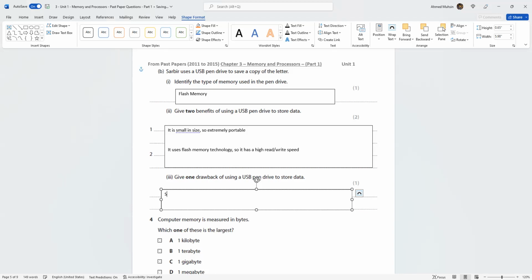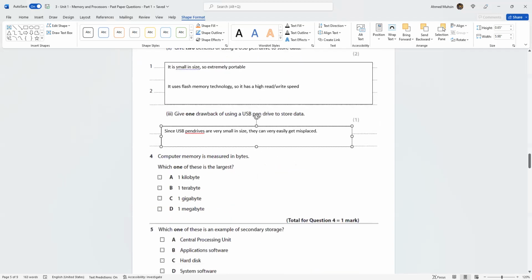You can say since USB pen drives are very small in size, they can very easily get misplaced. Or you can talk about the cost. You can say it's expensive, the cost per GB is expensive.